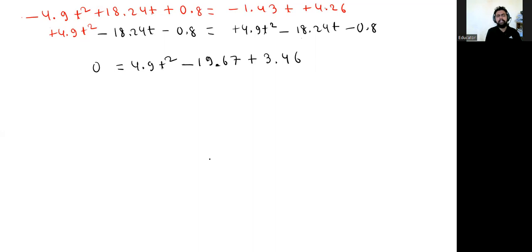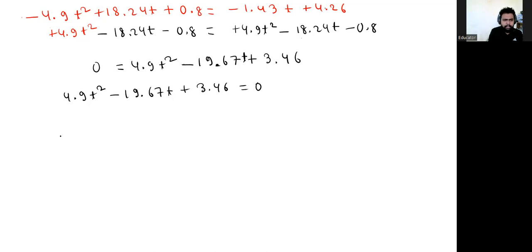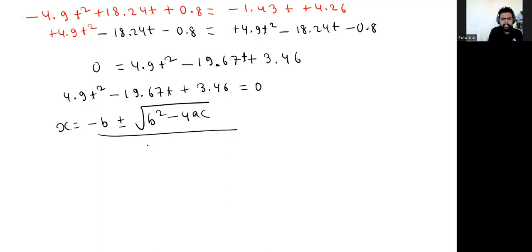I added them. So now this is my equation, 4.9 t square minus 19.67 t. I'm missing the t over here. And plus 3.46 is equal to 0. Now we could use the quadratic formula in order to solve for this question. So we already know what the quadratic formula is. x would be equal to negative b plus or minus root over b square minus 4ac, divided by 2a. That I need to write. Okay.